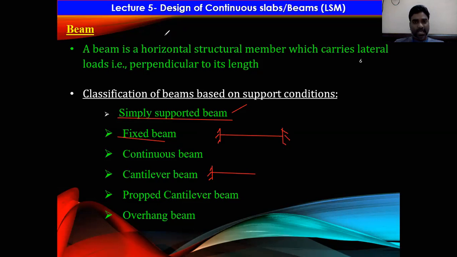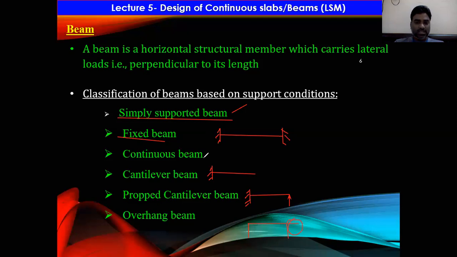So what is meant by a propped cantilever beam? A propped cantilever beam means there is a support at the free end. There is a prop at the free end, right? We call this a propped cantilever. Overhanging beam means the beam is supported on two supports and extended beyond a certain end, right? So we call this an overhang.